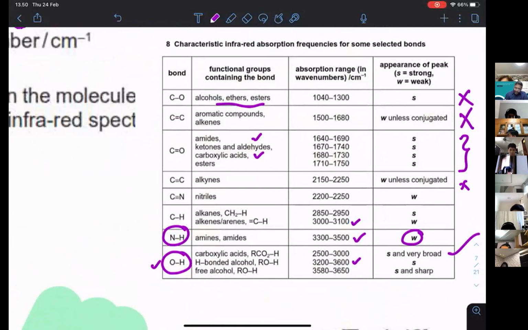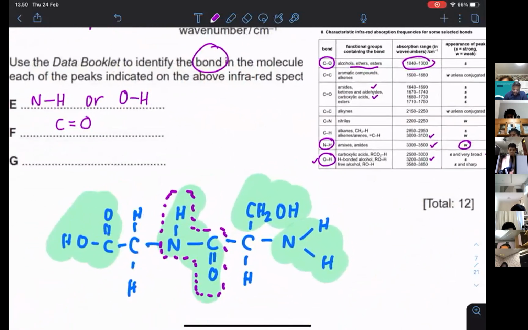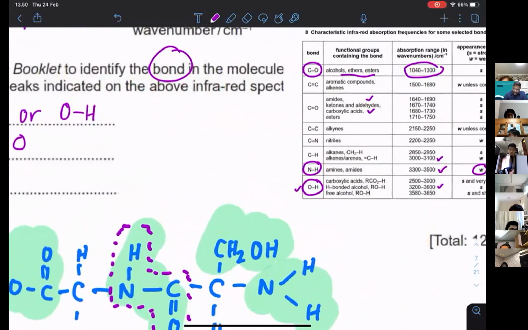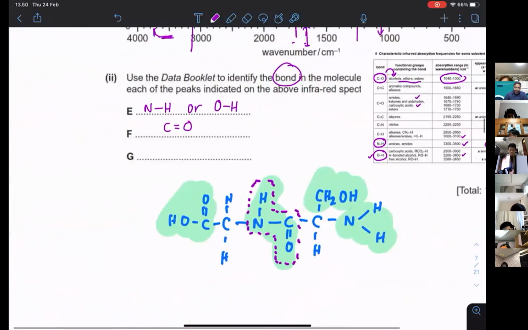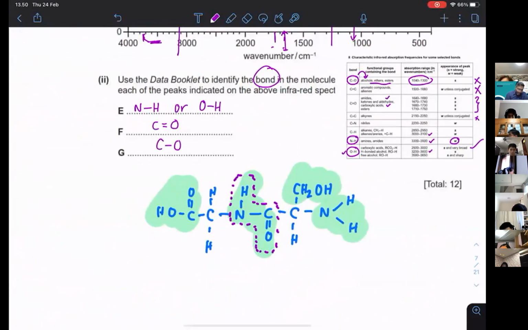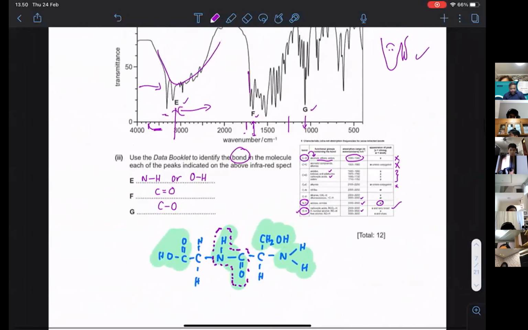Yeah, so 1100 is going to be the C–O bond. Do I have ester or alcohol over here? I don't see any ester in the molecule, so this belongs to alcohol. They didn't ask you in detail. They just want you to identify the bond, so this belongs to C–O. So if I put it over here, E.